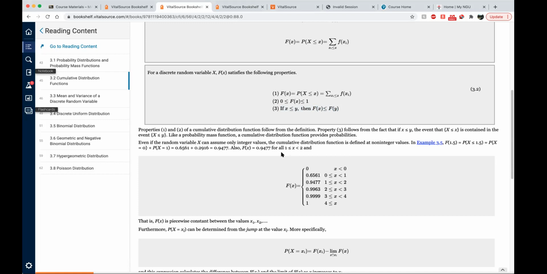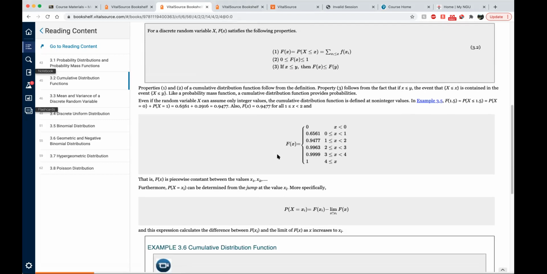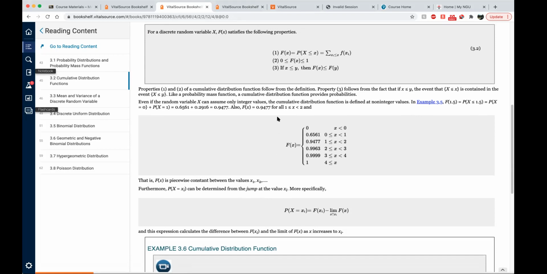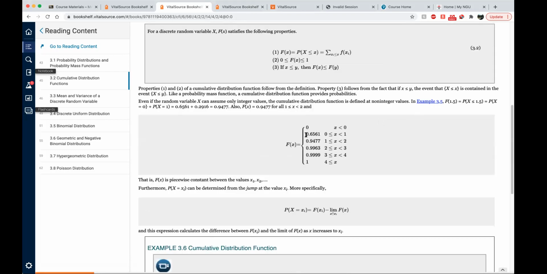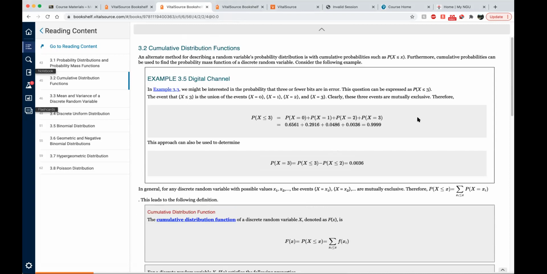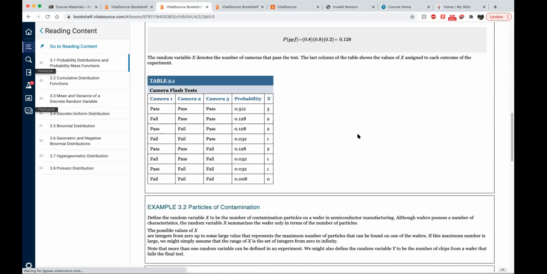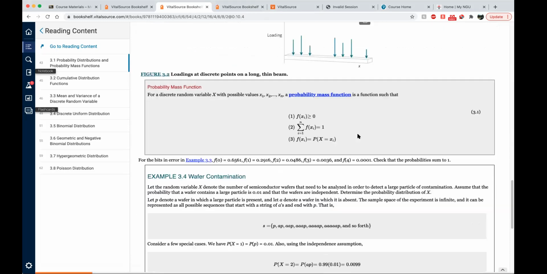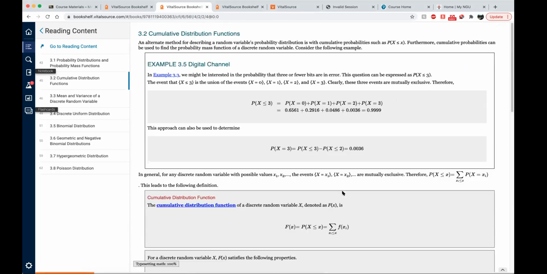Now let's look at the example, from example 3.5. Where is example 3.5? Give me a second. Oh yeah, here. Example 3.5 is here.